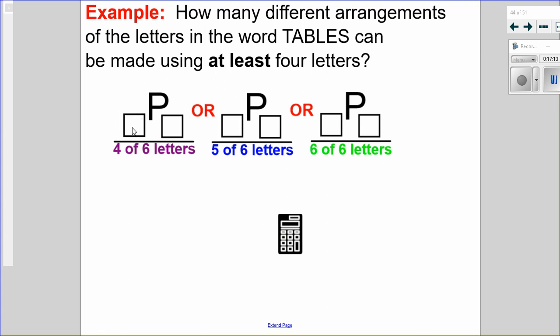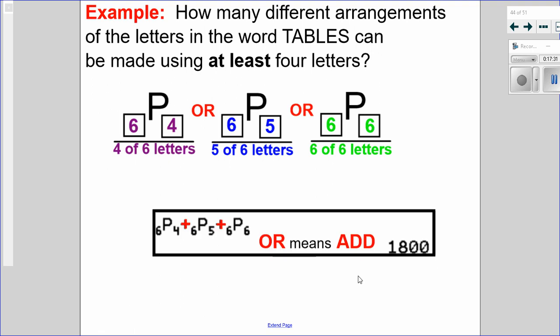So in this first one here, I have 6 letters and I'm taking 4 at a time, 6P4. This one here, I'm looking at 5 of the 6. So that will be 6P5. On the last one, 6 of 6 would be 6P6. So again, "or" means add. I can put that into my calculator, and you see I get the same answer. So you can use fundamental counting principle or the nPr button on your calculator, whichever you prefer.